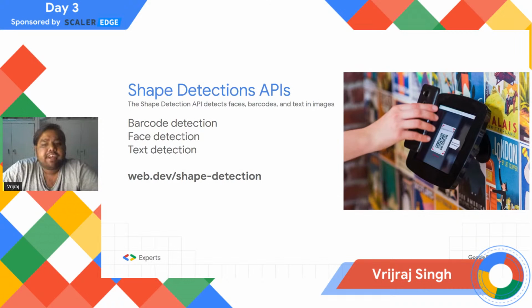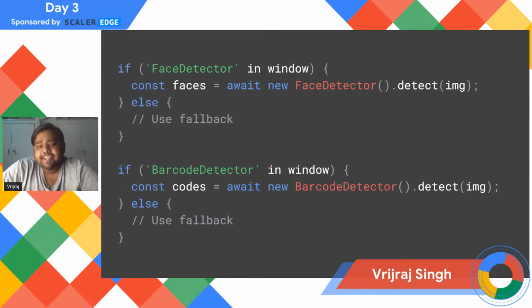With the Shape Detection APIs, you can detect shapes. For example, you can detect faces, barcodes, or text from images. So we have APIs like the Barcode Detection API, Face Detection API, and Text Detection API. To know more about all these APIs, there is a link, web.dev/shape-detection. This is an example for the Shape Detection APIs. There is a method, FaceDetector, and you just need to add it and pass an image. And similarly for the barcode.